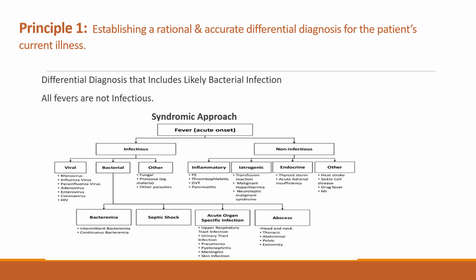The first principle says to establish a rational differential diagnosis of the patient's illness. All fevers are not infectious, so have a syndromic approach. We can have numerous causes for infectious fever such as bacterial, viral, and others. For non-infectious, we have iatrogenic, inflammatory, endocrine, and other causes. Again, within the bacterial, we have bacterial septic shock, acute organ infection, and abscesses as the causes. So, have a differential diagnosis.